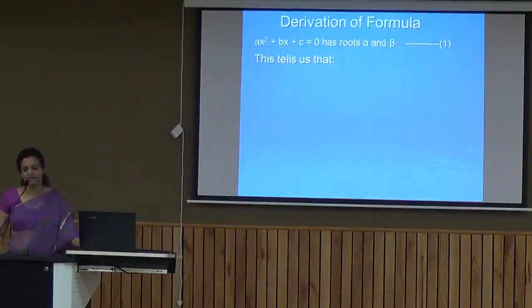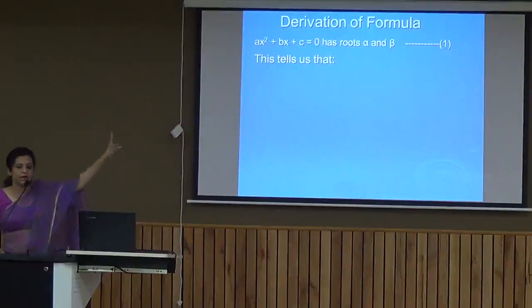How? Let's see that. Derivation of the formula. See, the standard form that I was mentioning: ax squared plus bx plus c equal to 0. This is the standard form. Why? Look closely. ax squared, first the descending order, which is power 2, then power 1, bx, then the constant c.